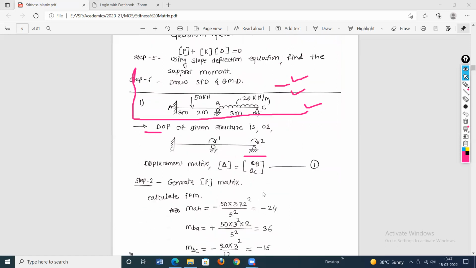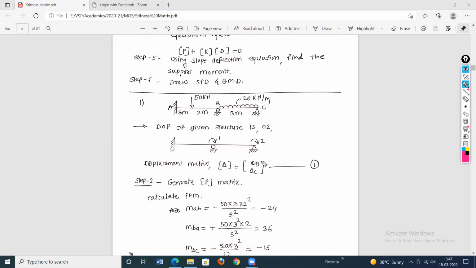So we'll take the first example. This is a continuous beam, a 2-span continuous beam. The first part is span AB, which is 5 meters, subjected to a point load of 50 kilonewton. And the second span is 3 meters, subjected to a uniformly distributed load of 20 kilonewton per meter. So what is the question? Analyze this beam using the stiffness matrix method and draw the bending moment diagram.